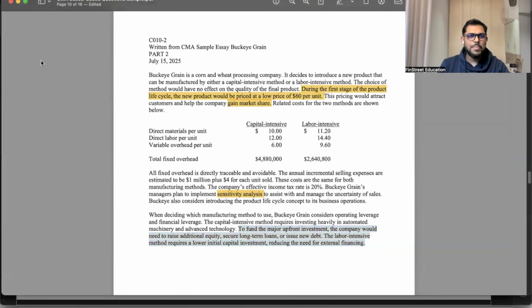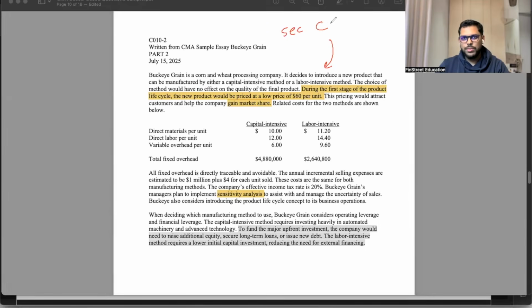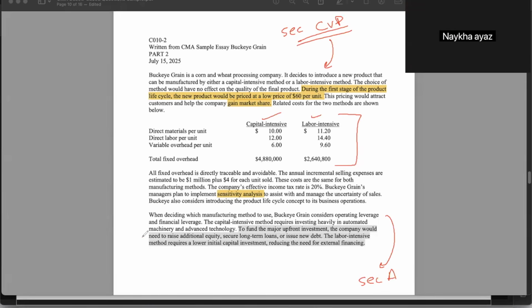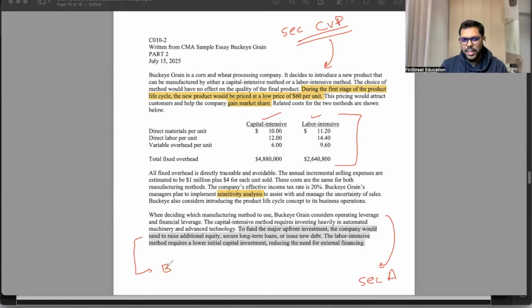अगर आप ध्यान से देखोगे, there are multiple sections being tested in one question. ये question वैसे majority section C से आ रहा है. If you observe, majority of the data is from section C, CVP analysis, where you have all two options, unit economics वगैरह. But the moment you go over here, you will see leverage, जो mainly section A से आ रहा है. The moment you go over here, you have corporate finance, जो section B से आ रहा है, when we talk about equity, long-term loans and debt. Okay, so please be ready for this. You will see a question that will be mix of multiple sections. This is section C mainly, but B and A to some extent is mixed in this.